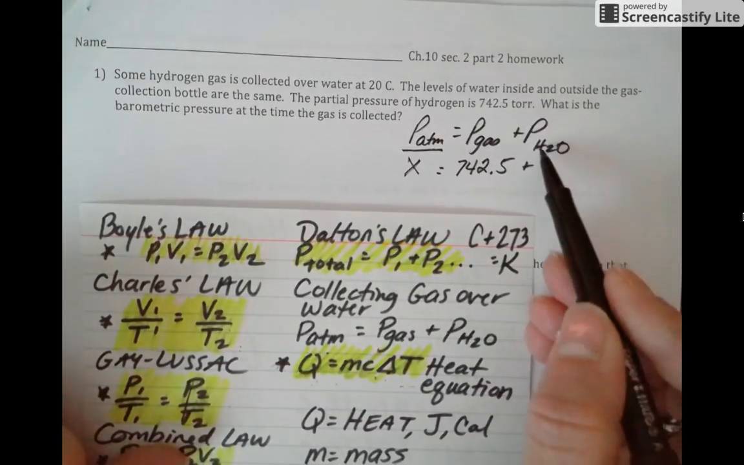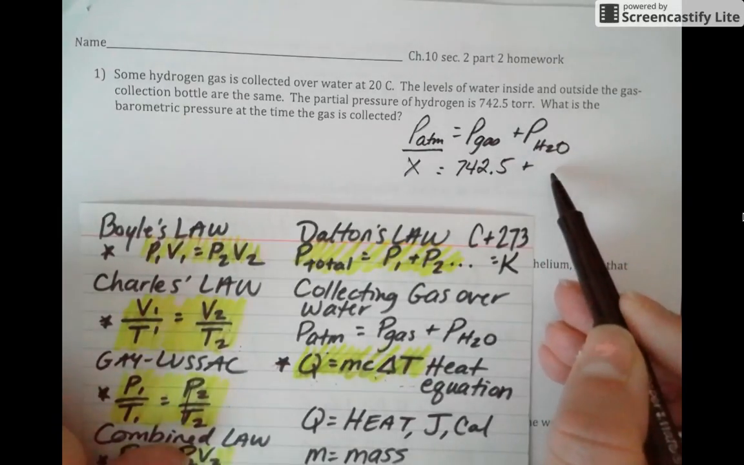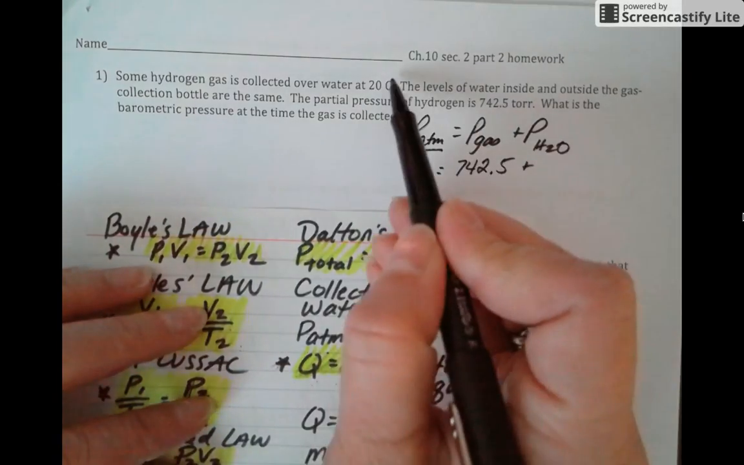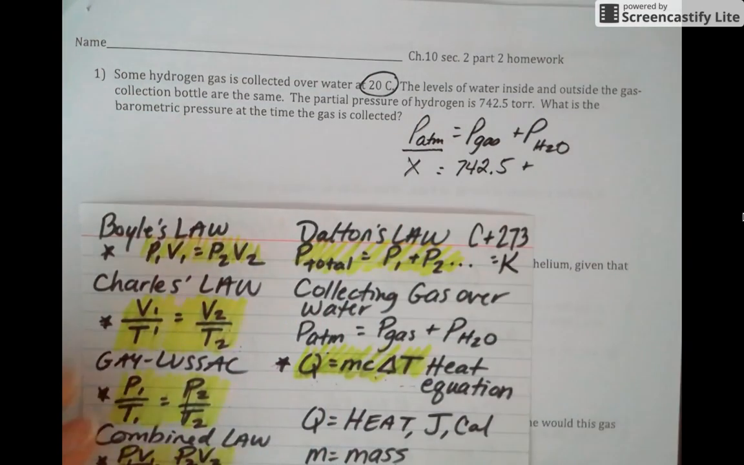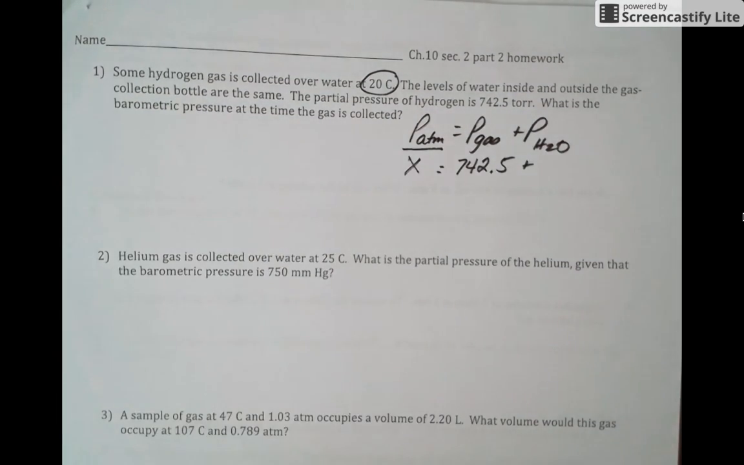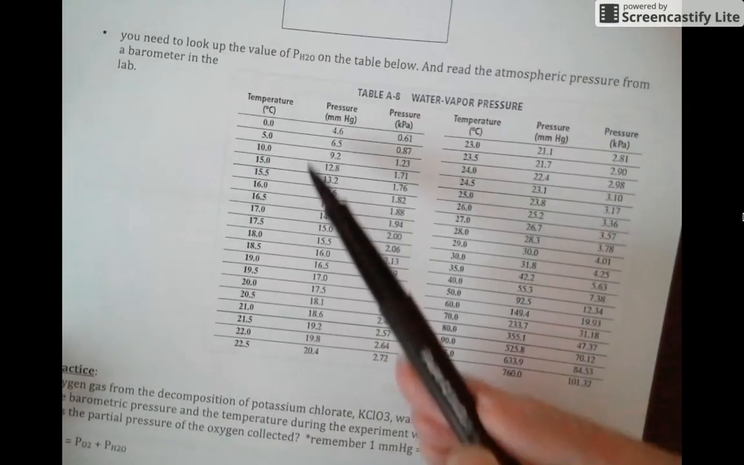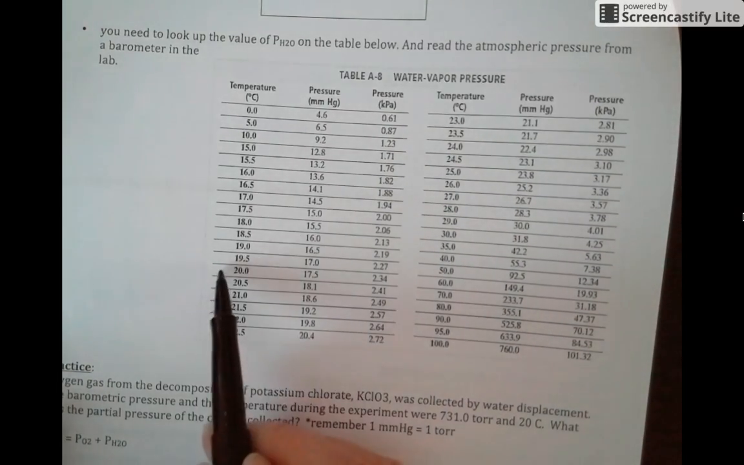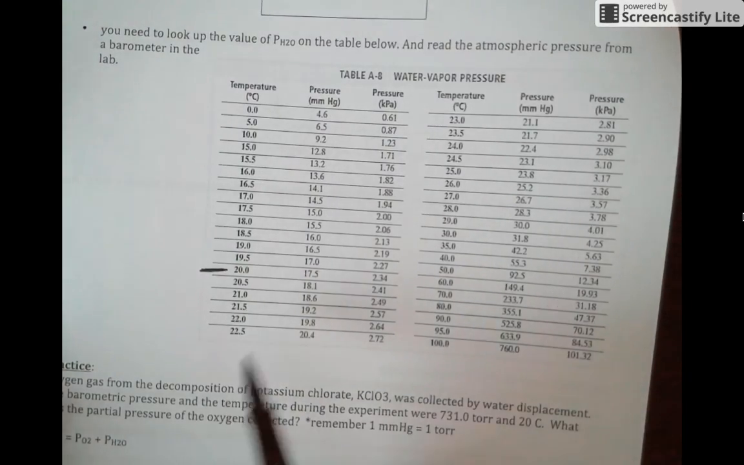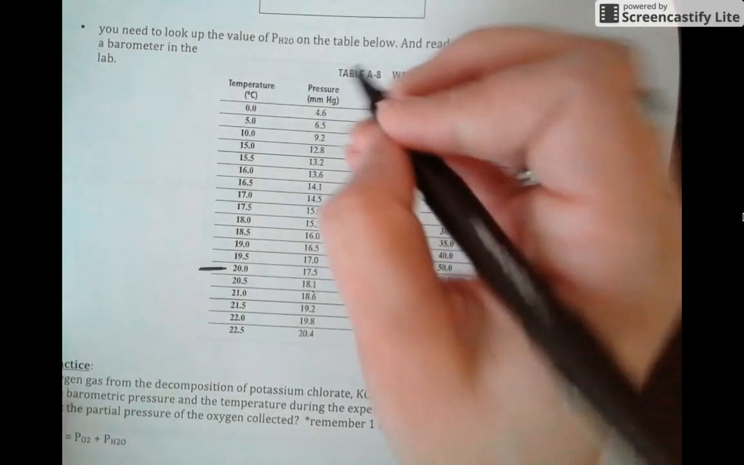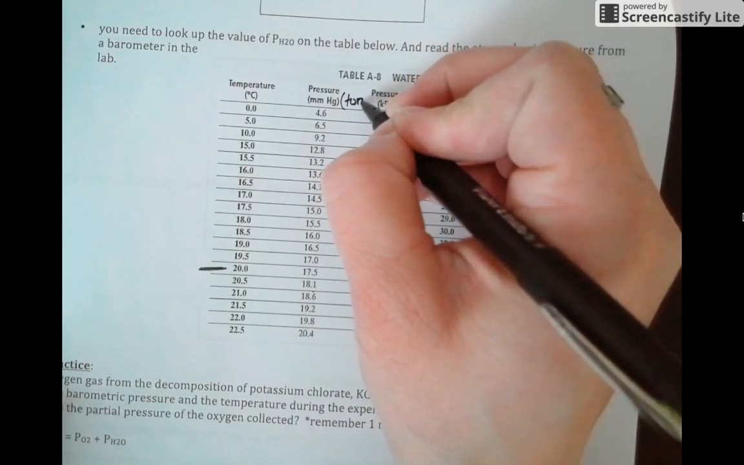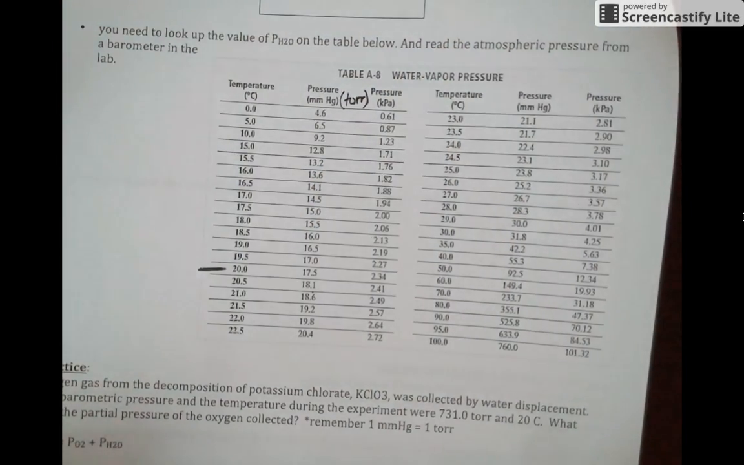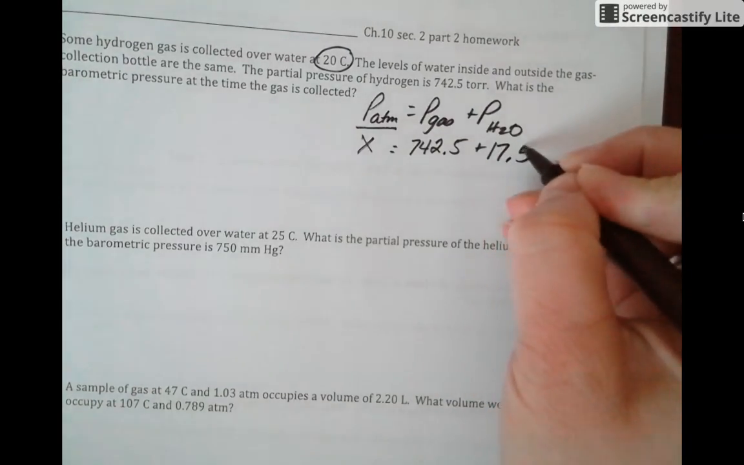Now we need to find the pressure of the water. In order to do that, we need to know the temperature and look at the table before. So the temperature is 20 degrees Celsius. And find 20 degrees Celsius on this table. It is right here. 17.5. Yep, that's millimeters of mercury, but that's the same thing as torrs because it'll be the same number. So we're going to use 17.5 torrs for the pressure of the water.